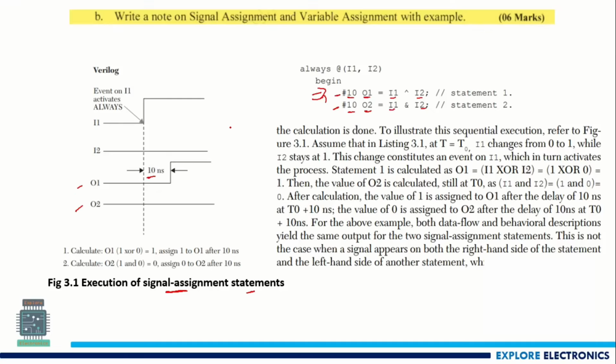This is signal assignment. For a signal, any delay is given within an always statement. How the delay will be taken and executed is explained by taking an example. This is the answer for signal assignment.